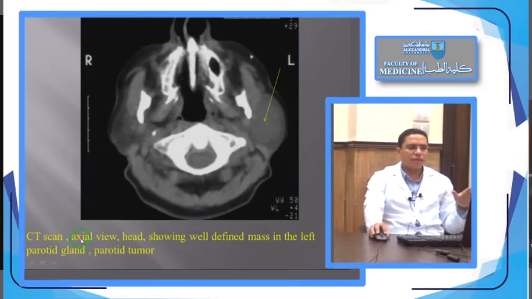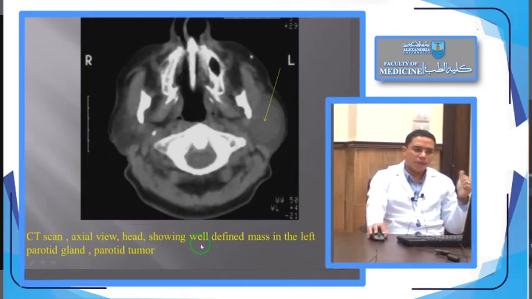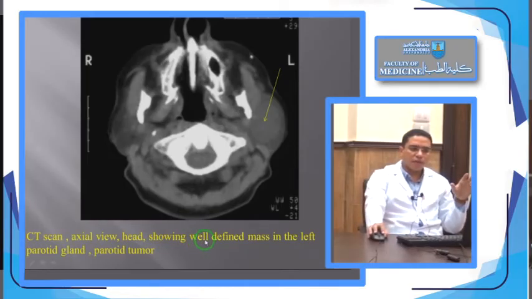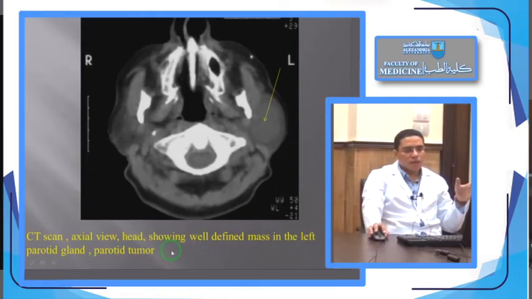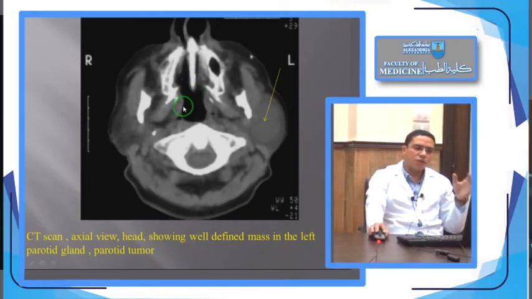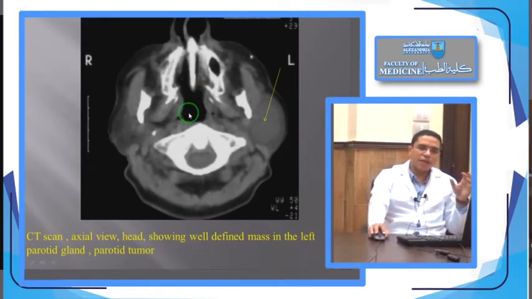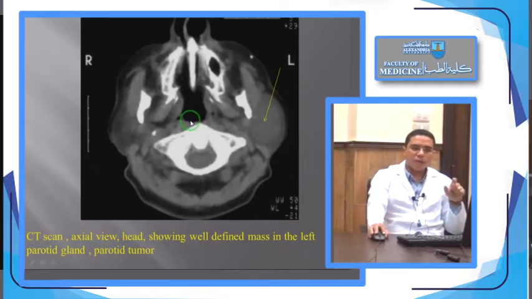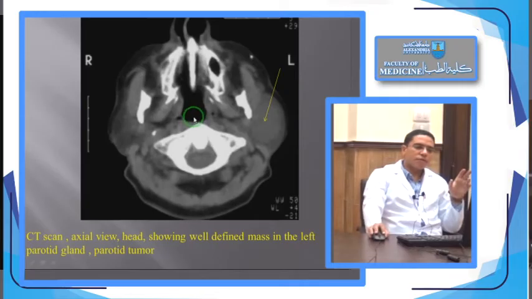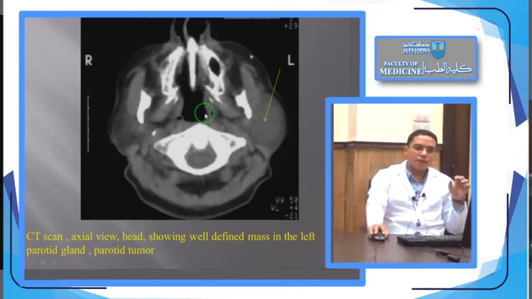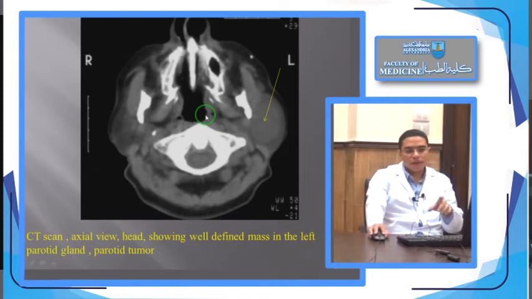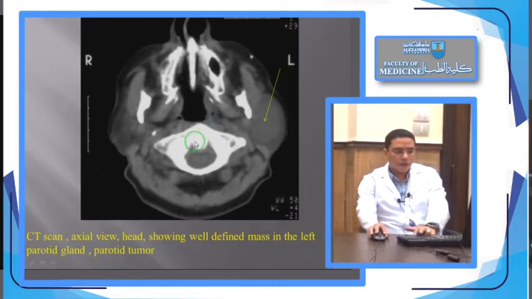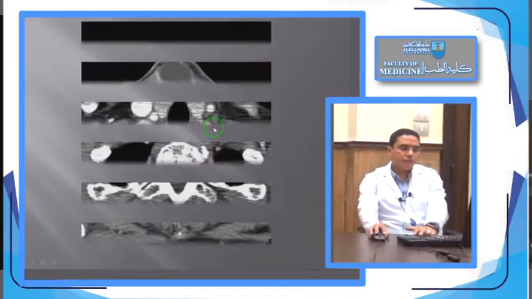So this is a CT scan axial view, head showing well-defined mass in the left parotid gland. Most probably this is a parotid tumor, and we know that the parotid gland is a gland of tumors. 80% of the salivary gland tumors affect the parotid gland. 80% of them are benign, 80% of the benign are pleomorphic adenomas, and 80% of the pleomorphic adenomas affect the superficial lobe of the parotid gland.